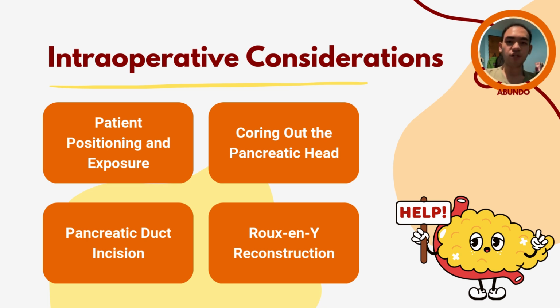Last but not least, Roux-en-Y reconstruction. This reconstruction is planned preoperatively but performed intraoperatively based on the extent of head resection and ductotomy. The decision on how long to make the Roux limb, how to orient it, antecolic versus retrocolic, and how to anastomose it to the pancreas is made during the operation, depending on anatomical factors and ease of tension-free connection.